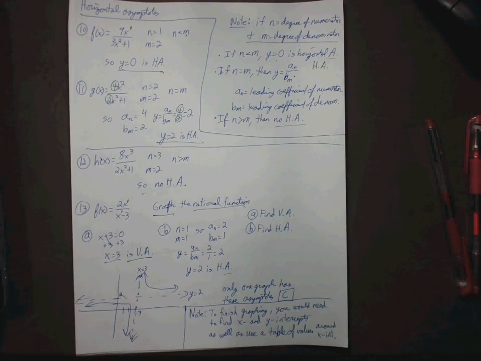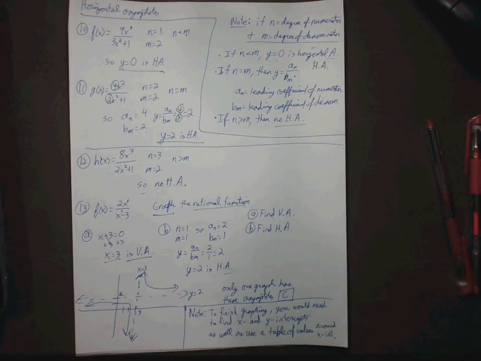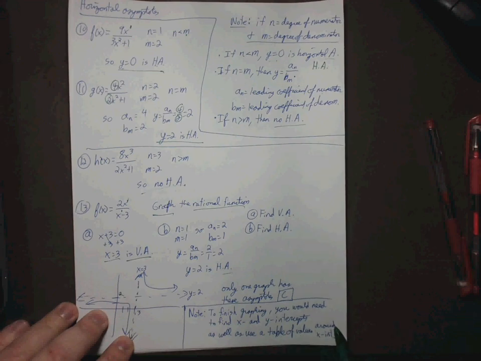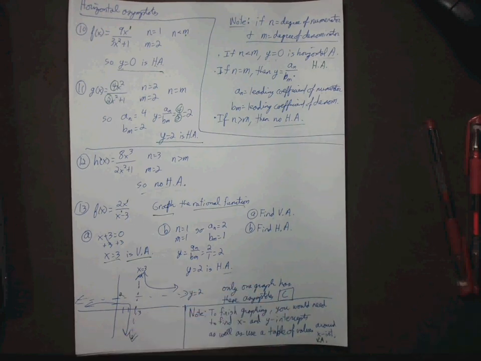So you didn't need to go any further than this. For tests like the ACT and things like that, you can stop there because you know it has to be that one. That being said, if you needed to actually finish graphing this, you would need to find the x and y intercepts, like I've taught you. To find x-intercepts, set y equal to 0, solve for x. To find the y-intercepts, set x equal to 0, solve for y. And then you would have to use a table of values around the x-intercepts and the vertical asymptotes. Table of values like we did, you pick x's and you find their y values and you plot those points, and that helps you figure out where the graph goes.